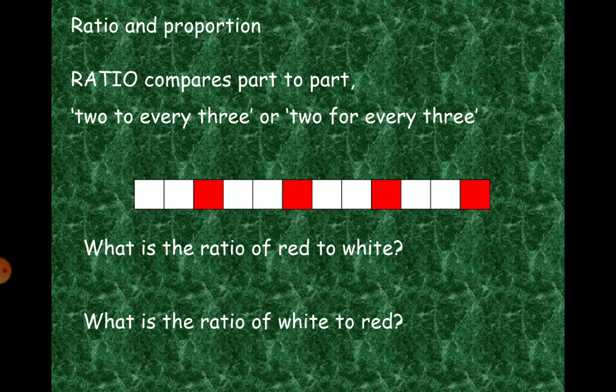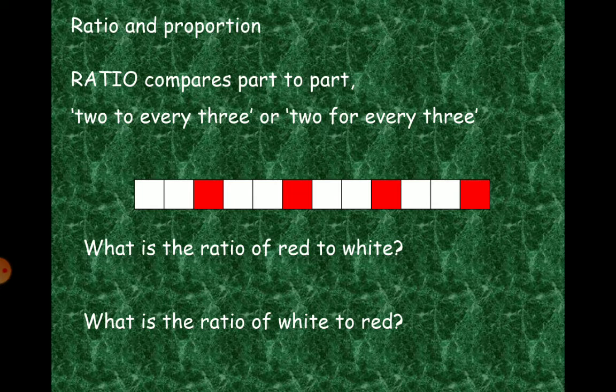Now, ratio compares part to part, we know that. So what is the ratio of red to white? Guys, make sure that if it says red to white, you first put the red, then white. So we have 1 2 3 4 red compared to 2 4 6 8 white. So the ratio is 4 is to 8. If we simplify it, we get 1 is to 2. 4 is to 8 equals 1 is to 2.